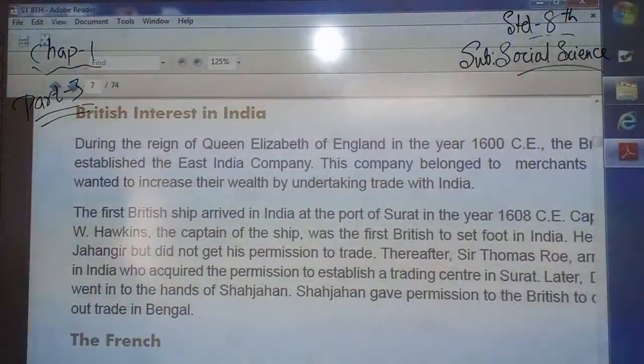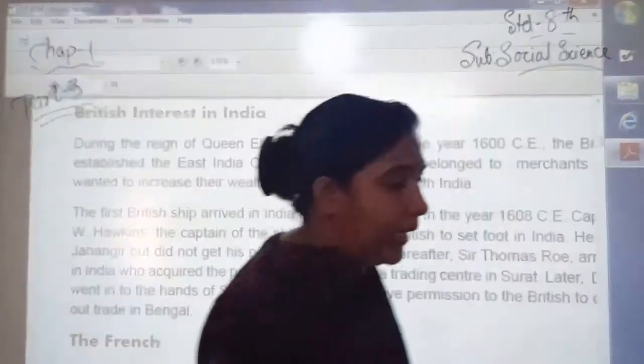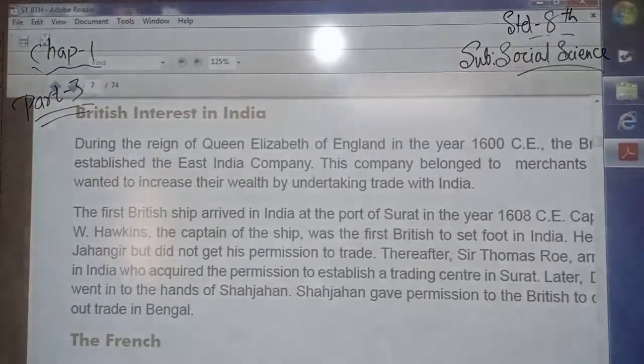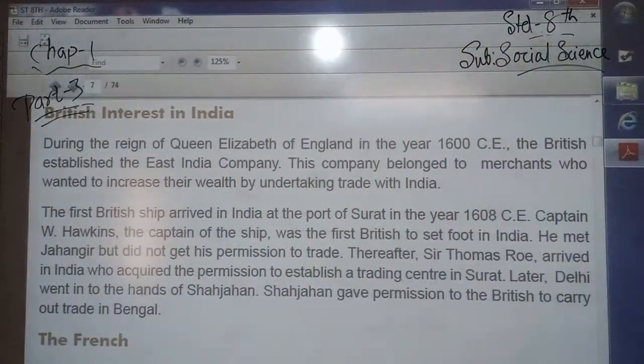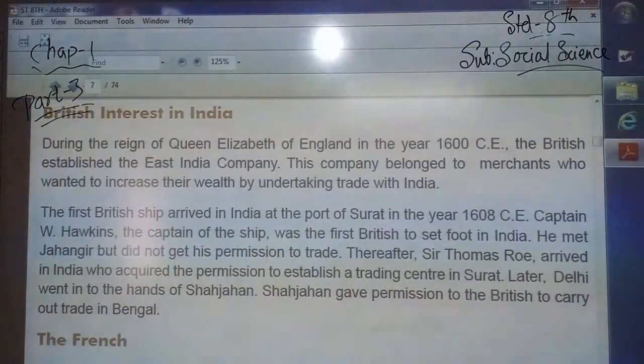British interest in India. Naturally, when other people are roaming our country for doing business, the other European peoples will also be angered, because they want to do business too. At that time, the British were the most powerful.